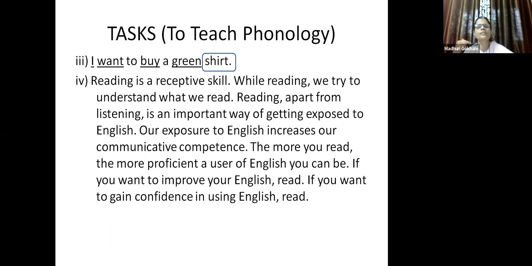In the first sentence, if I say, I want to buy a green shirt, and focus on shirt, the meaning is I don't want to buy a green cap. I don't want to buy a green trouser, but I want to buy a green shirt. But if I focus on green, now it means not a red shirt, not a yellow shirt. So the point I'm making is that our tone, our intonation is related to the meaning as well, right? It is not just an entity in grammar.